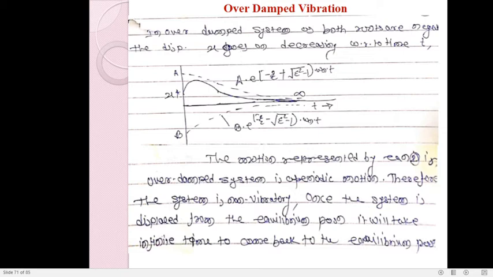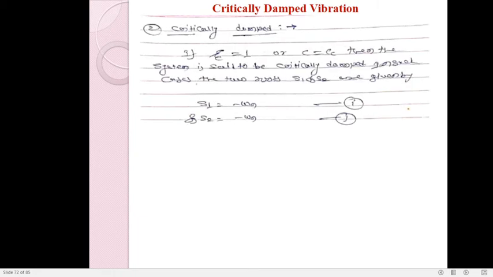Now the next case is critically damped vibration, or the critically damped system. How can we define it? If zeta is equal to 1, or c is equal to cc, then the system is said to be critically damped. In such cases, the two roots s1 and s2 are given as s1 is equal to minus omega n and s2 is equal to minus omega n. Let us call these equations I and j.